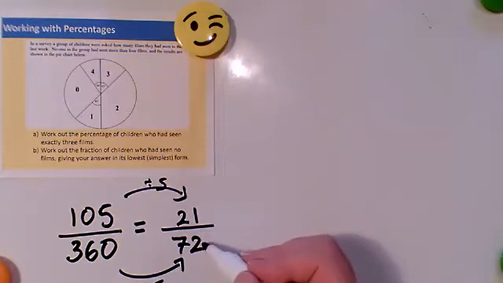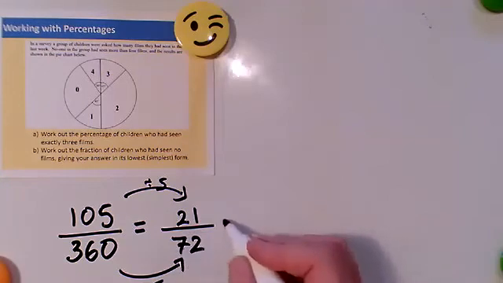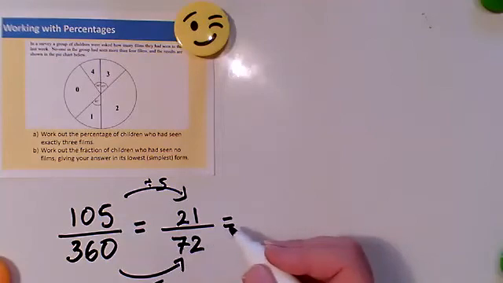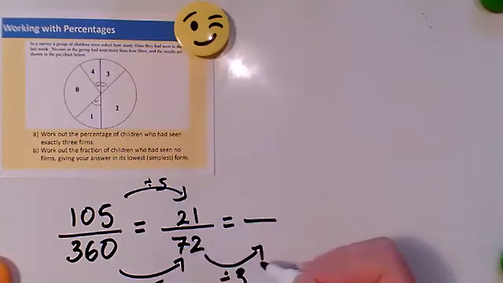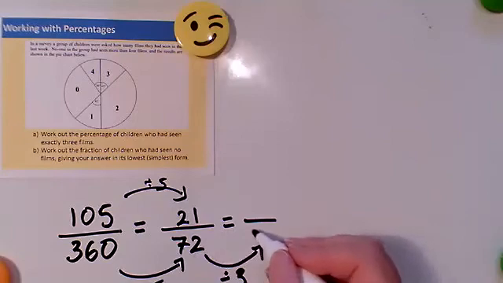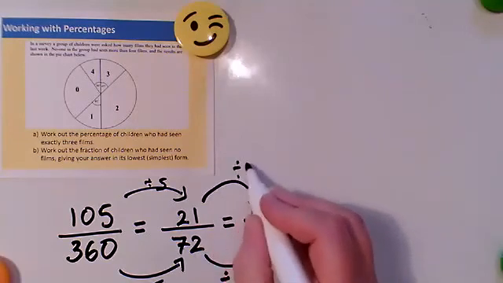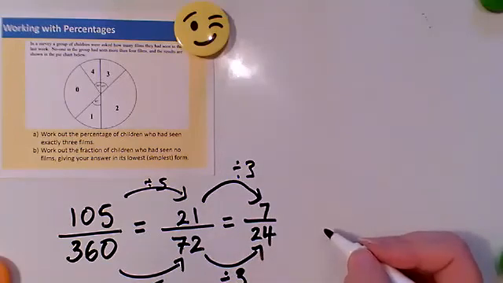Well, if you're not sure, if you add these digits together and then that number is in the 3 times table, then the bigger number will also be in the 3 times table. So 7 plus 2 gives me 9. 9 is a multiple of 3. So yes, 72 is divisible by 3. 3 goes into 72 24 times. I need to do the same to the numerator, and 3 into 21 is 7.